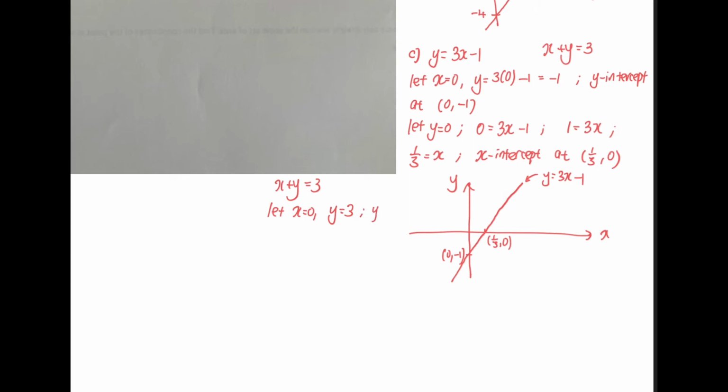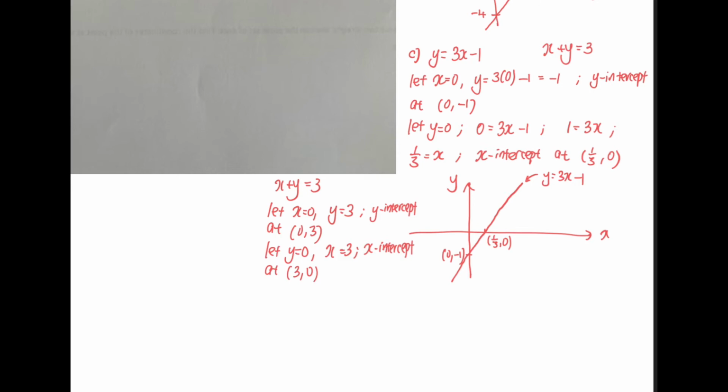The y-intercept is at 0, 3. Now I let y equal to 0. I put 0 here. Then I get x equal to 3. So my x-intercept is at 3, 0. Now I have to mark it down.